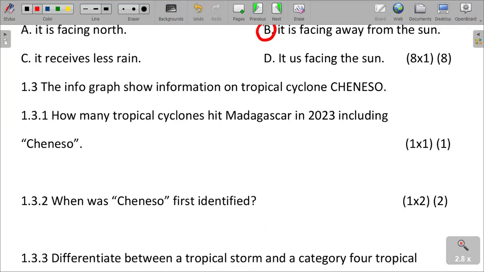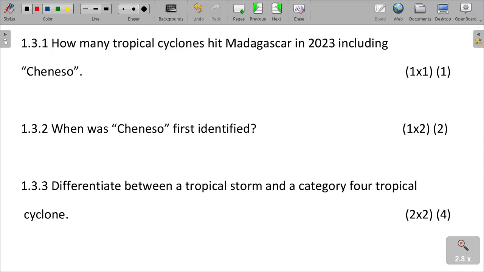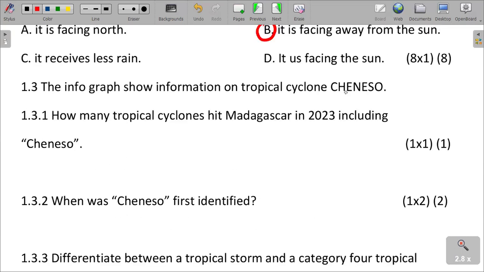So here now, we need to look at the next question, which wants us to look at an infographic that shows information on tropical cyclones. The infographic was just not clear enough, so we went straight to the information. So how many cyclones hit Madagascar, including Cheneso? The letters of the alphabet define how many cyclones.